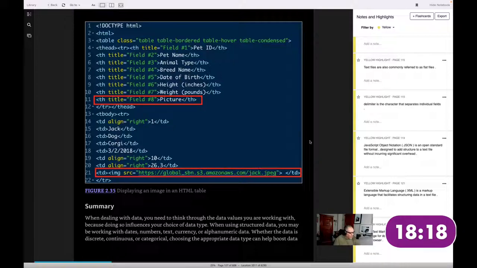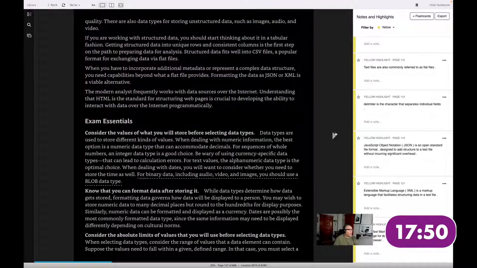Well, we made it to a summary. When dealing with data, you need to think through the data values you're working with because doing so influences your choices of data type. When using structured data, you may be working with dates, numbers, text, currency, or alphanumeric data. Whether the data is discrete, continuous, or categorical, choosing the appropriate data type can help boost data quality.